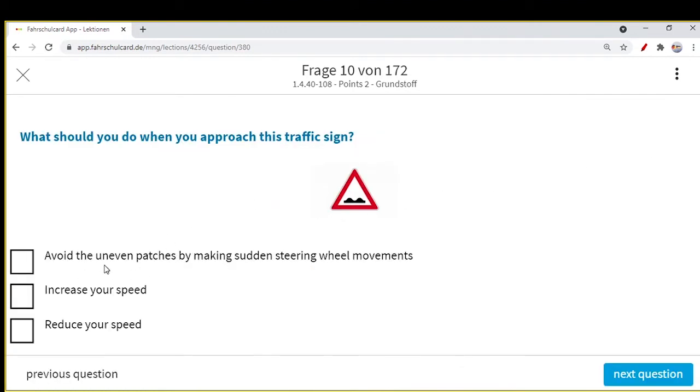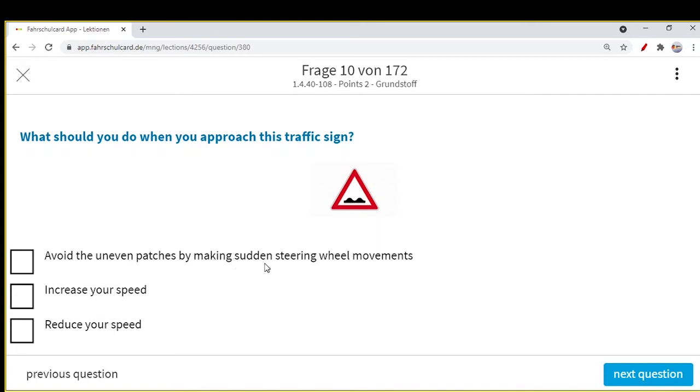Avoid the uneven patches by making sudden steering wheel movements. No. Whenever you see this kind of sign, the road is uneven, the road is bad, you need to reduce your speed, you need to reduce your maneuvers, you don't need to make quick steering wheel movements. So they are saying to avoid the uneven patches by making sudden steering wheel movements.